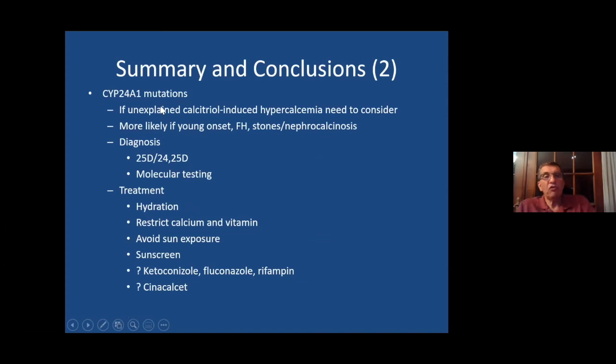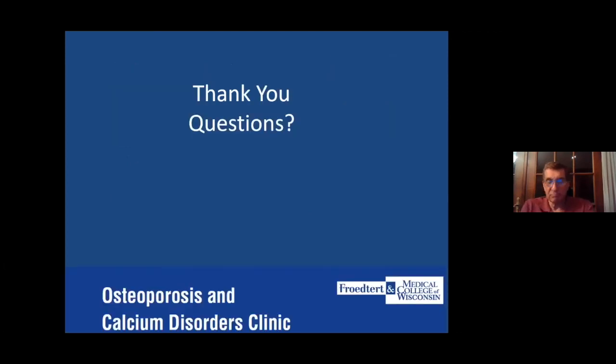The CYP24A1 mutations should be considered as an unexplained calcitriol induced hypercalcemia. They're more likely if it's young onset, family history, or if there's a long history of stones or nephrocalcinosis. Diagnosis is typically with this ratio of 25 to 24,25 and molecular testing. And I already mentioned the treatment, and we can ask Rob to talk about cinacalcet after. And with that, I'll end, and I think keep us on time.